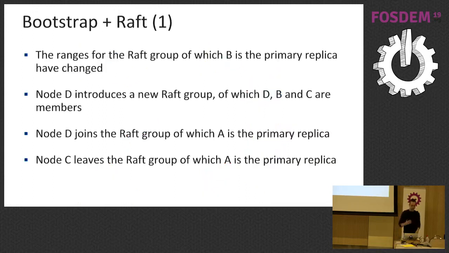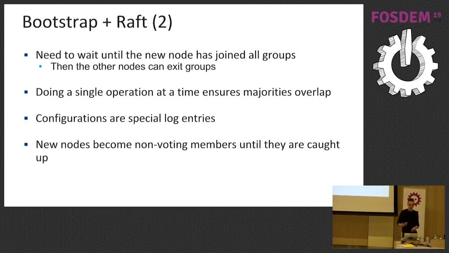Out of all of these things, what's important is having node D join the group of A and having node C leave it. Raft forbids that these two operations happen concurrently, so we have to order them. And this actually requires changes to how our existing group membership algorithms work. So before we bootstrap a node, we need to wait until the node has joined all of the groups. And this is when we know that it's safe for the other nodes to exit those groups.